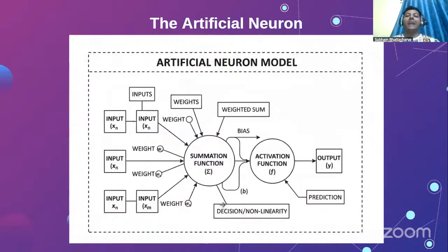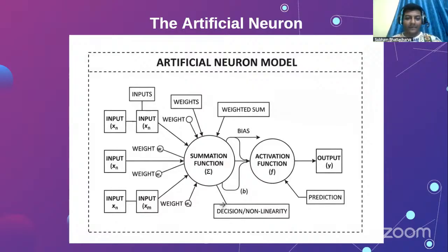So this is an artificial neuron. The structure is given totally here. We have the inputs, the weights, the summation function, the weighted sum, the bias, the activation function, and the output. The output is basically the prediction which we are getting. I will tell you everything about it, what it means.